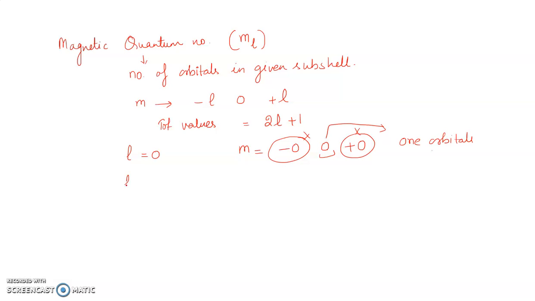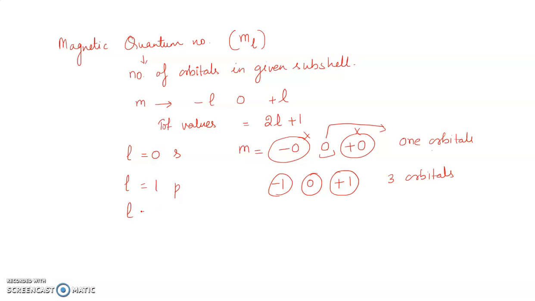Then if we take L value 1, that is P subshell, and L 0 is S subshell. Now what values can be here? We can write minus 1, then 0, then plus 1. So total 3 values are there. So we represent it by 3 orbitals.